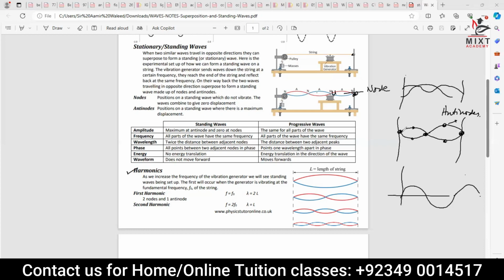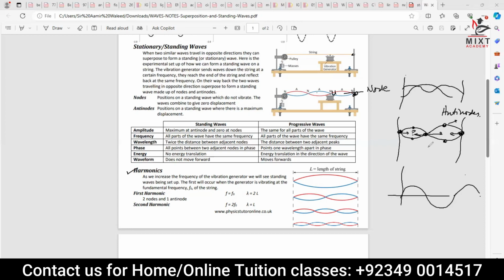Now this one, twice, double of it. So twice the distance between the adjacent nodes, because one is sort of a crest and the other is sort of a trough. So if you find that distance and multiply it by two, that distance will be from here to here. So two nodes will join to give you the wavelength. Phase, which you were talking about previously.